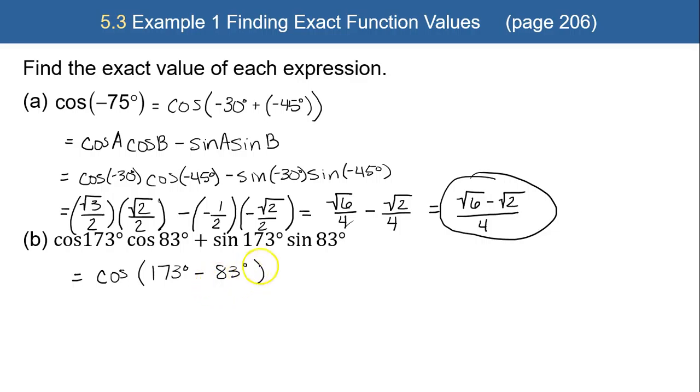And when we subtract the two of those, we get cosine of 90 degrees. And you should know the value of cosine of 90. That is equal to 0. And at that point, we are done with this one. So that's how you would use those sum or difference identities, but backwards.